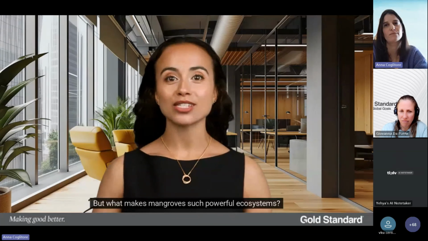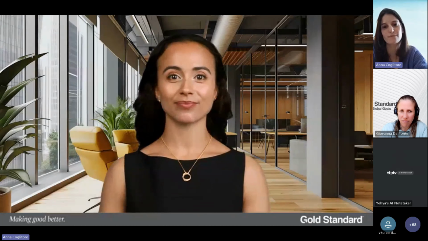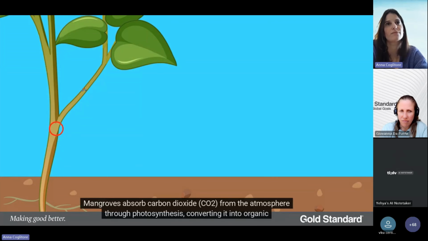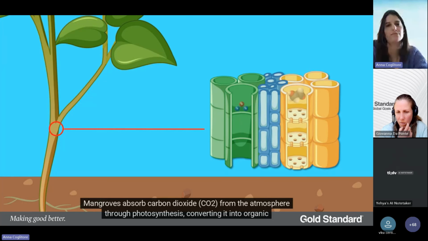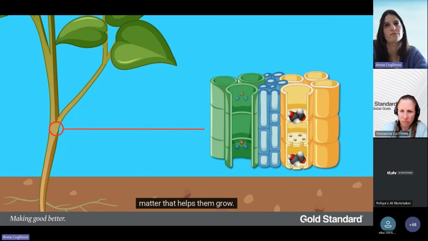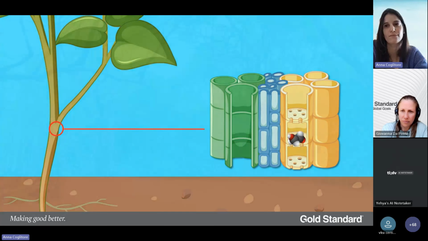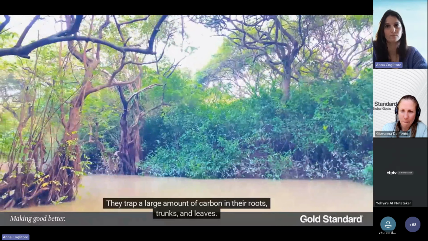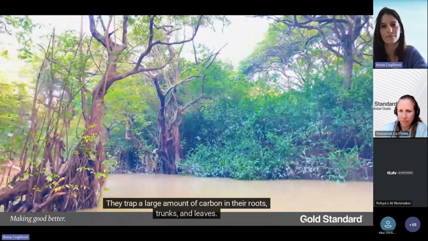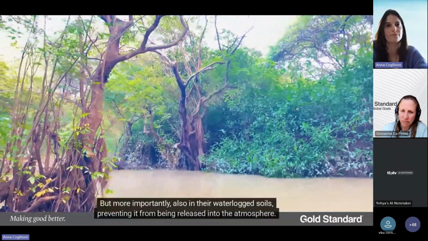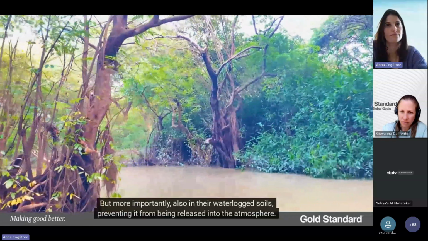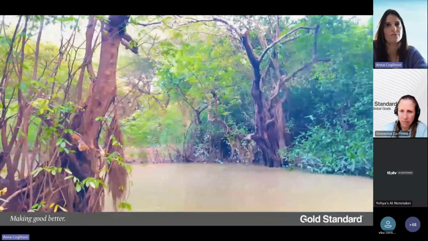But what makes mangroves such powerful ecosystems? Mangroves absorb carbon dioxide, CO2, from the atmosphere through photosynthesis, converting it into organic matter that helps them grow. They trap a large amount of carbon in their roots, trunks, and leaves. But more importantly, also in their waterlogged soils, preventing it from being released into the atmosphere.